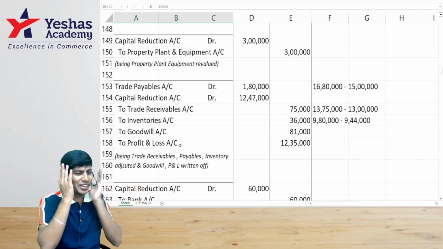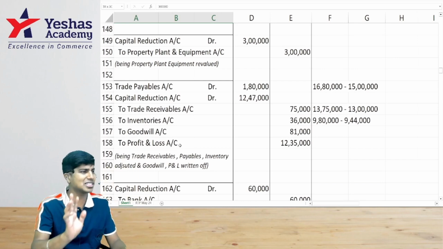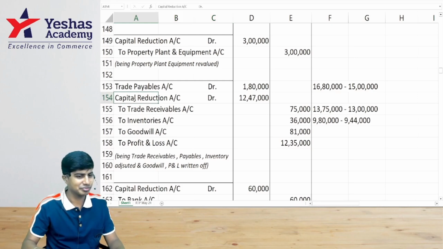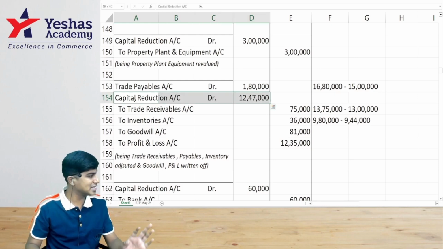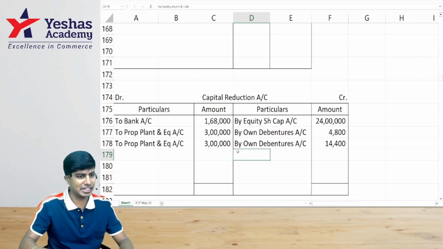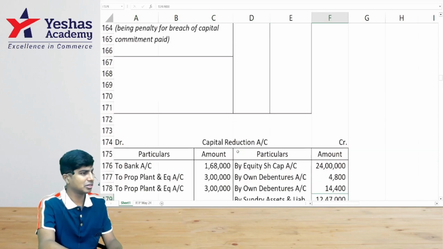Here, which ledger do I write? So many items are there. By sundry assets and liabilities, 12 lakh 47. Which asset name will you write? Which liability name will you write? For 12 lakh 47, I'll write by sundry items, 12 lakh 47. Yes, let me write here by sundry assets and liabilities, 12 lakh 47.